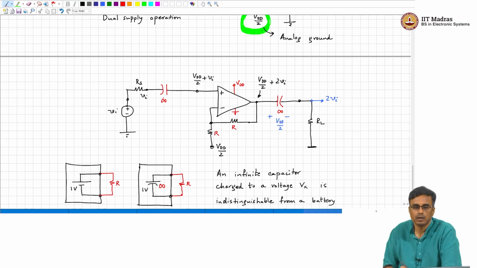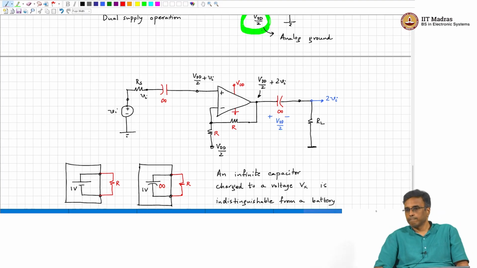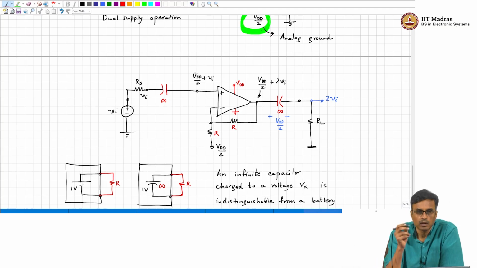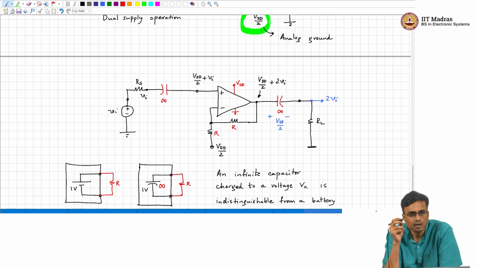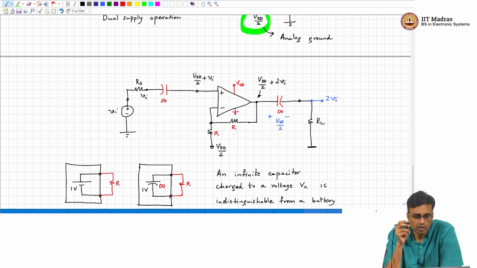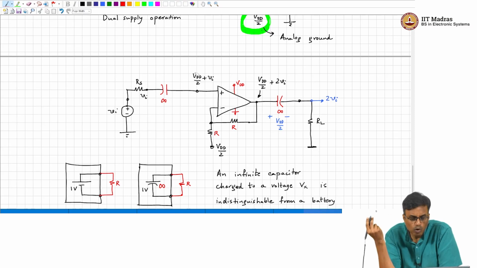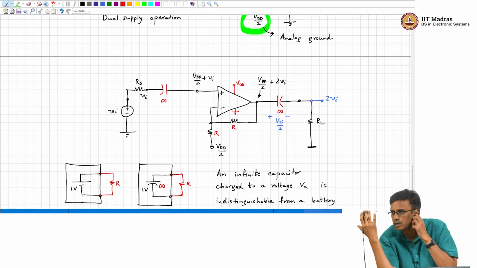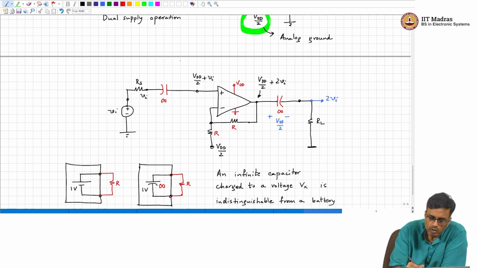All right. Now what? What is the voltage across the capacitor? On the left plate it is 0. Right plate? No, we don't know. What is it? It is floating, right? So, what do we want the right plate voltage to be? VDD by 2. So, what should we do?